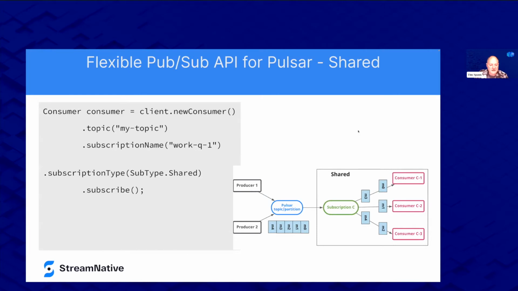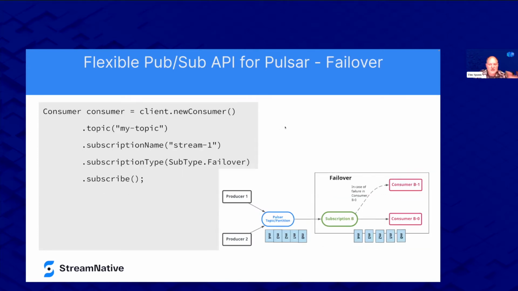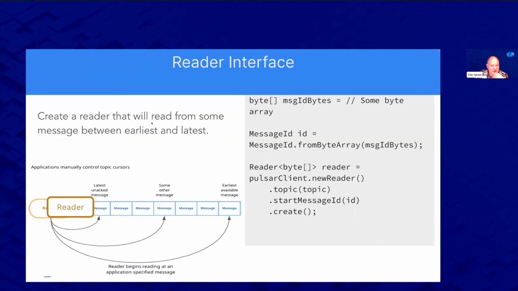PubSub API, if we're doing that shared, this is all you got to do to change it. It's not some massive amount of work depending on what kind of subscription type. You just pick your subscription type, your name and your topic, and you're ready to go. Same for things like failover. So it's not super heavy lifting here to handle that.